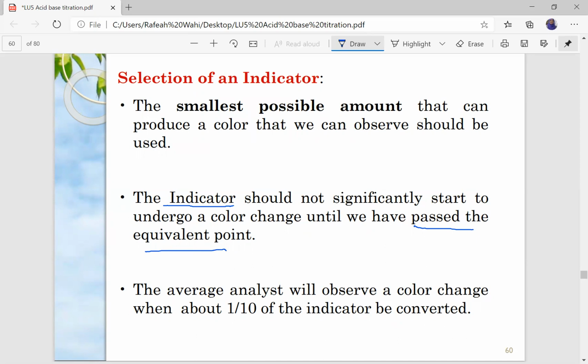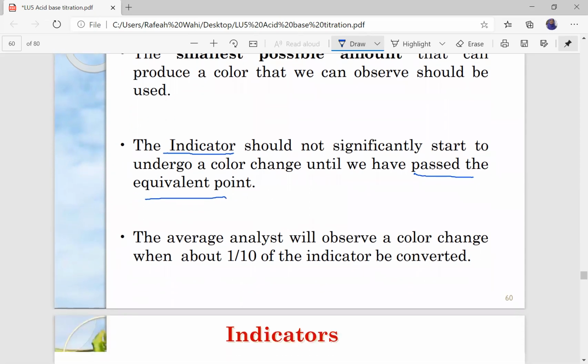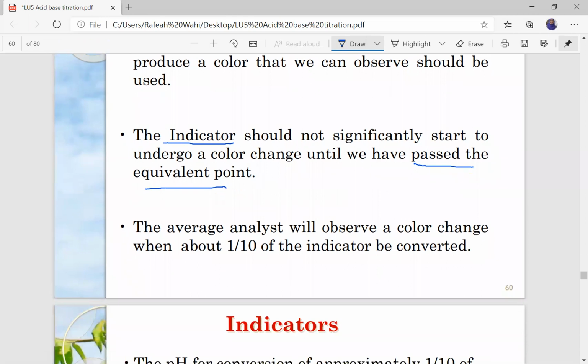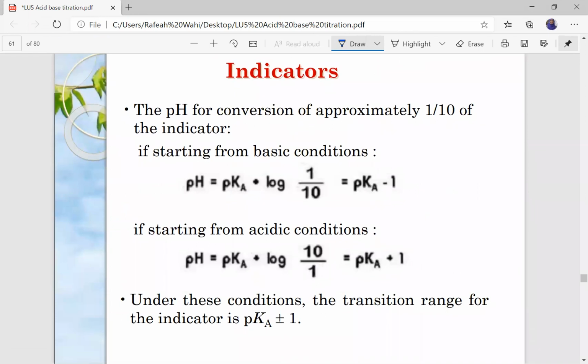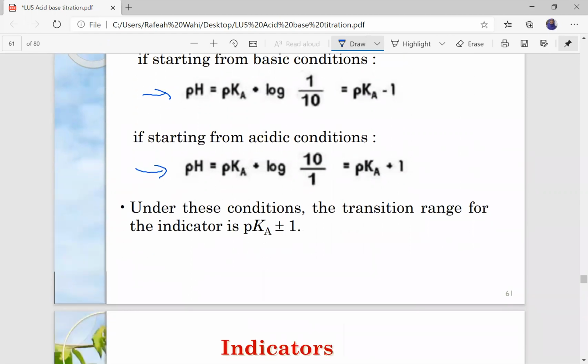The average analyst will observe a color change when about 1 to 10 of the indicator has been converted. The pH of conversion for approximately 1/10 of the indicator, if you start from basic condition, is given by this equation, and if you start the titration from acidic condition, you use this equation. Okay, so this is the Henderson-Hasselbalch equation. So under this condition, the transition range for the indicator is pKa plus minus 1.